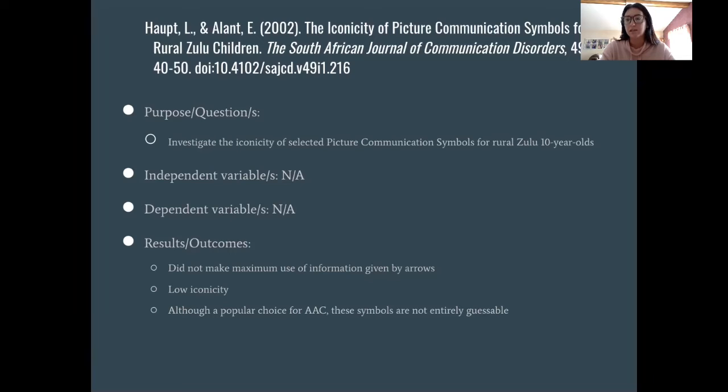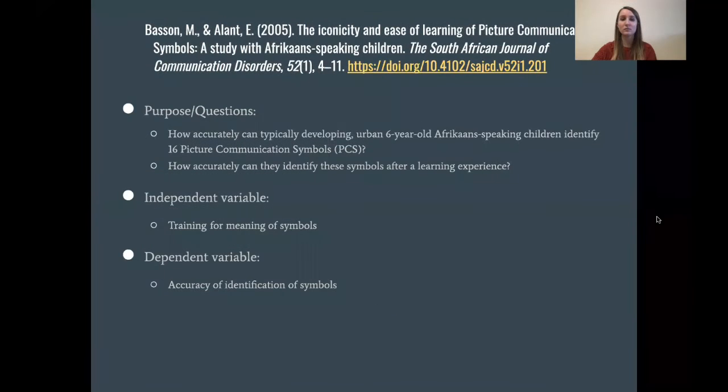This shows us as clinicians and researchers that although PCS is widely used, the symbols are not entirely guessable for the population, and that the PCS symbols have a low percentage of being identified correctly on first exposure.